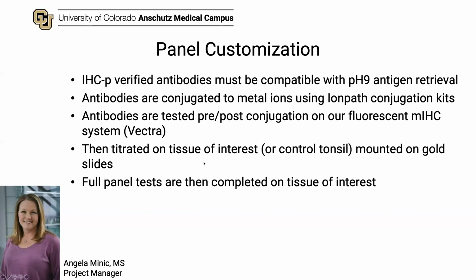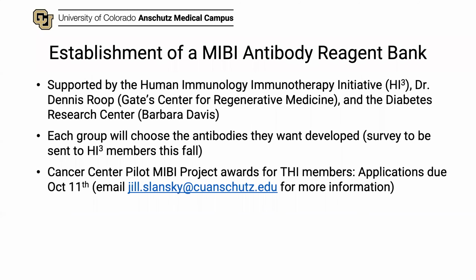And we have run into that a couple of times. Once the antibodies are conjugated, they then get titrated on tissue of interest or control tonsil or both. And those tissues, again, have to be mounted on gold size so we can titrate them on the MIBI. And then we do a full panel test in tissue of interest. So it's a rather long customization process, and it's not fully streamlined yet, but we're getting in our groove as we work through some of these early projects.